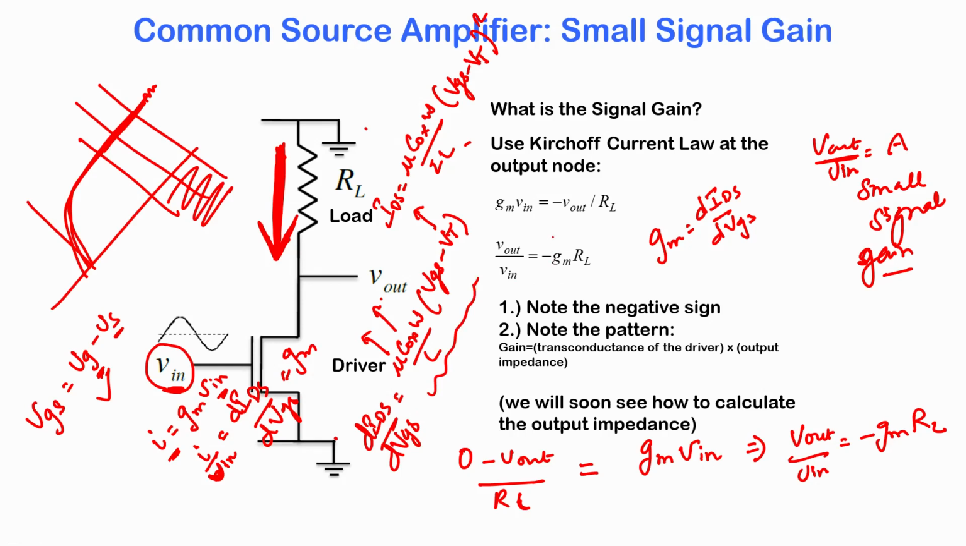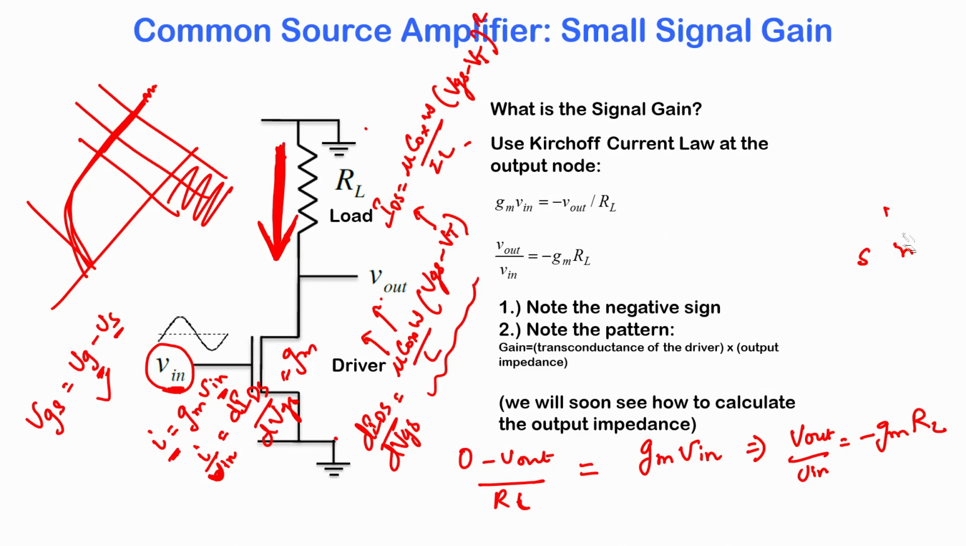The other thing to note is this negative sign. Why is the negative sign occurring? It is showing that when V in goes up, V out actually comes down. It is phase shifted. And why is that? That is actually quite easy to understand. If you look at the DC circuit and AC circuit together, essentially, if this voltage goes up, the current in the MOSFET increases.